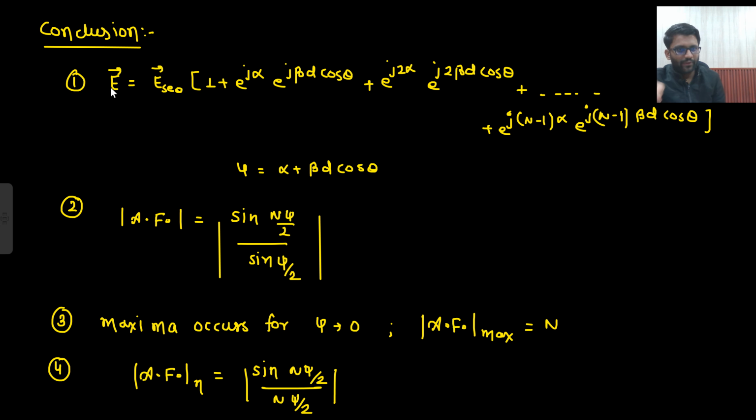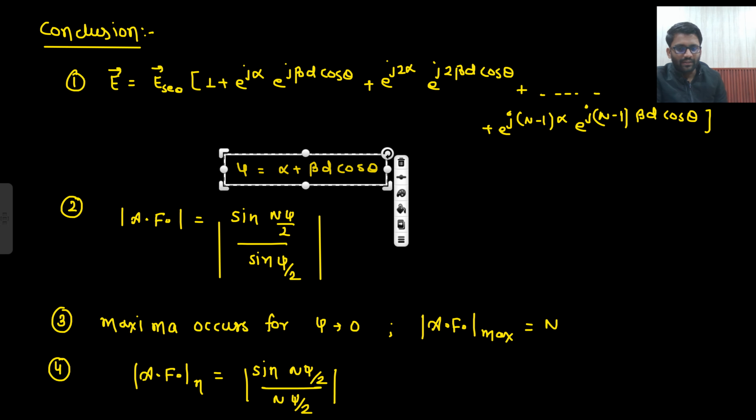So how will you write down the electric field? This is how you will write down the electric field: 1 plus e to the power j alpha plus beta d cos theta, 2 alpha 2 beta d cos theta, in that manner we will go. Then what are we considering? Phi, or psi you can say, as alpha plus beta d cos theta. What is this? This is a phase difference.